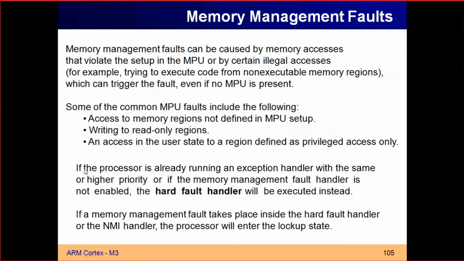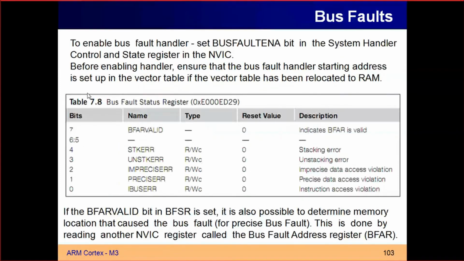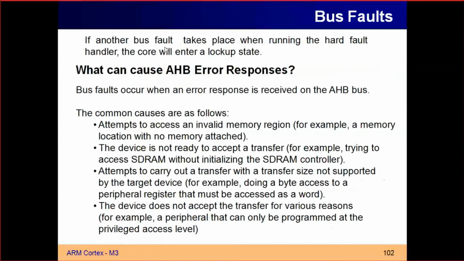Then, as we have told, if the processor is already running another exception handler, or if it is not enabled, hard fault handler will be executed. And in the previous case, one more thing was there. Here, if the bus fault is occurring while a hard fault handler is executing, what will happen? Core will go to lockup state. It doesn't know what to do.